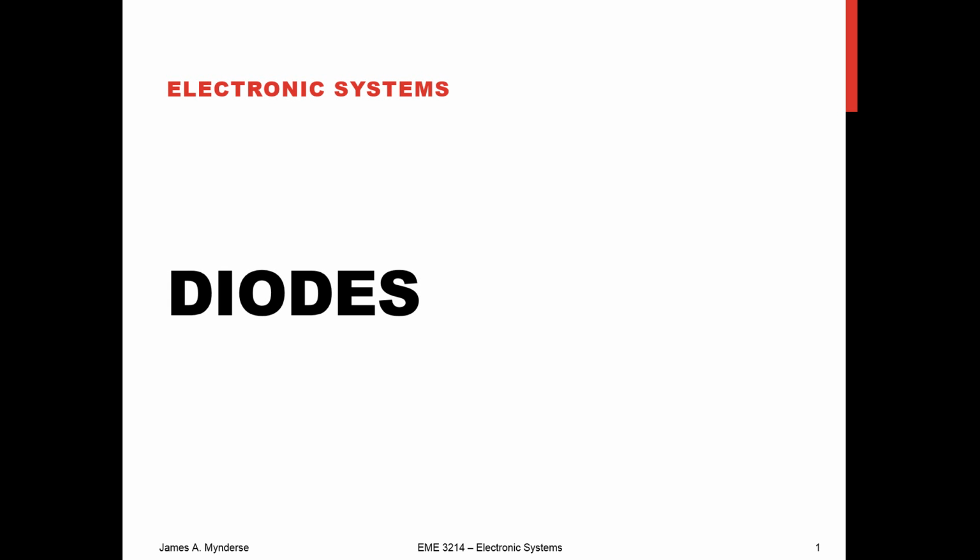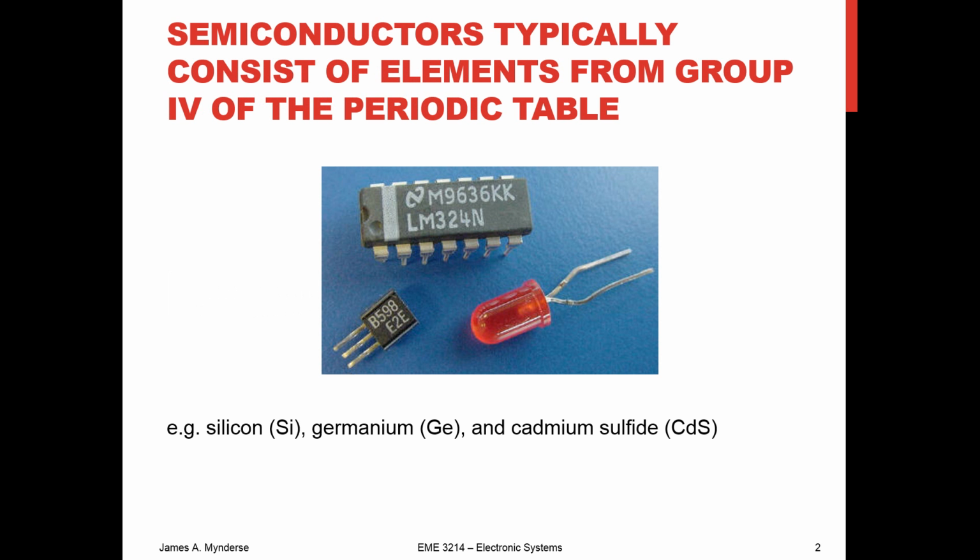In this section, we're going to talk about electronic systems, and the first element we need to consider are diodes. So diodes are a semiconductor, and semiconductors are typically from group 4 of the periodic table. So think back to your chemistry class way back, and group 4 of the periodic table's got your silicon, your germanium, and your cadmium. Well, cadmium sulfide's not in there, that's a combination, but in that grouping are things that we're going to put into semiconductors.